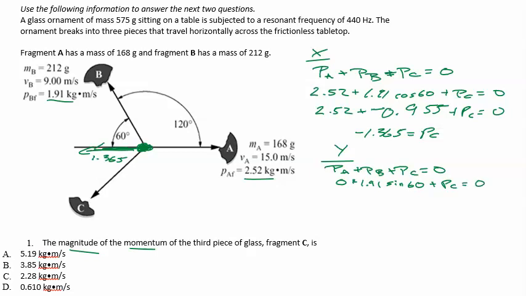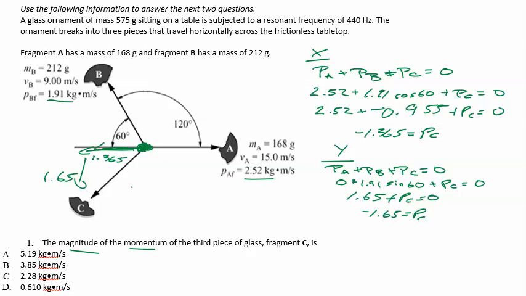And so taking 1.91 sine 60, that gets you positive 1.65 plus PC is equal to 0, or negative 1.65 is equal to PC. Right, and so that's this component, 1.65 going south.